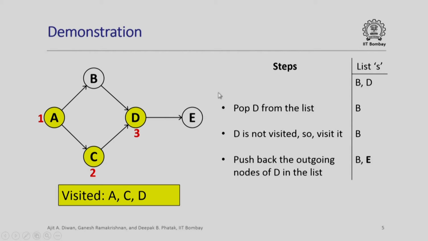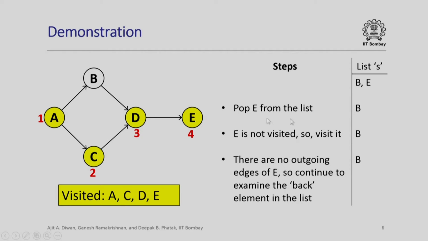We continue. We now pop the next element from the list, which happens to be D. When D is popped, the list contains only B. Since D is not visited, we visit it, and we push back all outgoing edges from D, which happens to be only one edge, to E, and therefore, the outgoing node E is now pushed onto the list. The list now contains B and E. Next, we pop E from the list, because E is at this position. The list now contains only B. Since E is not visited, we visit it. Of course, there is no outgoing edge from E. So, there is nothing else to be done.